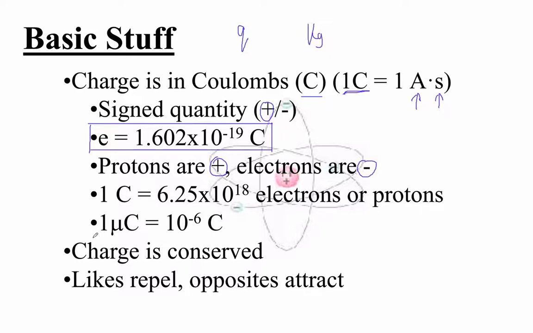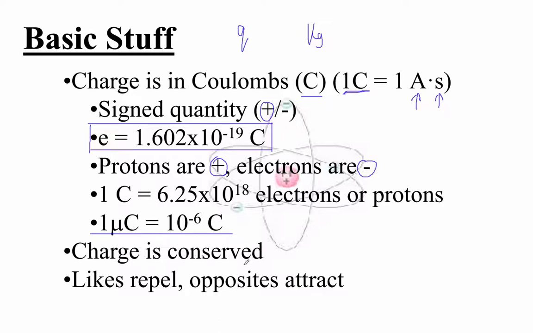A Coulomb is such a huge amount of charge that we actually rarely deal with coulombs themselves, right? So a microcoulomb is 10 to the minus 6, and you'll see microcoulombs in a lot of problems. Okay, so just keep in mind that micro is not just a decoration, right?